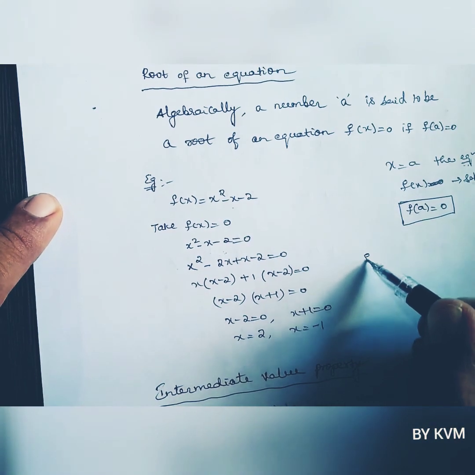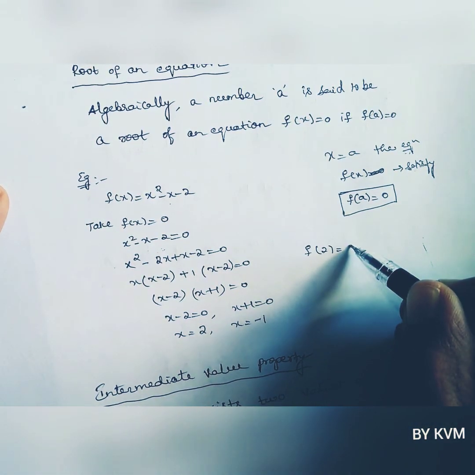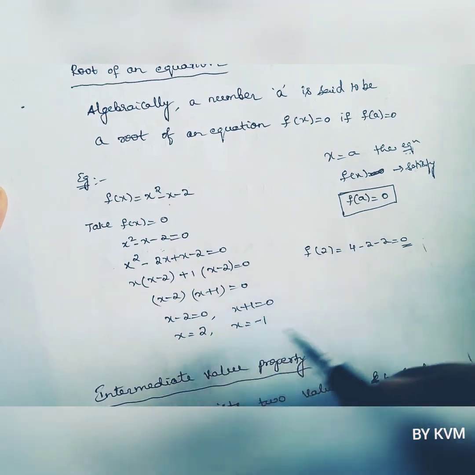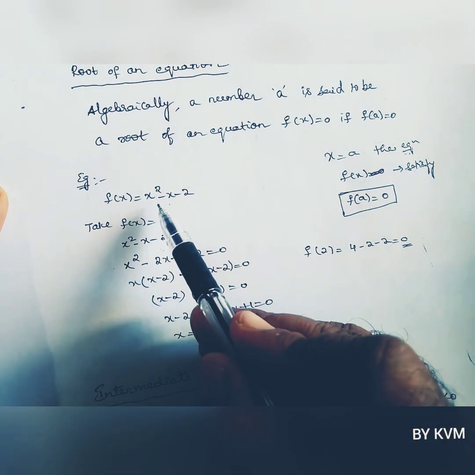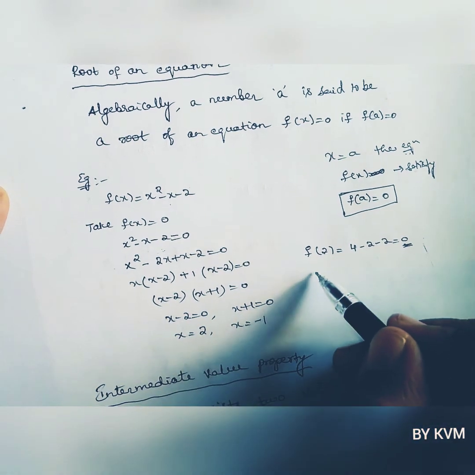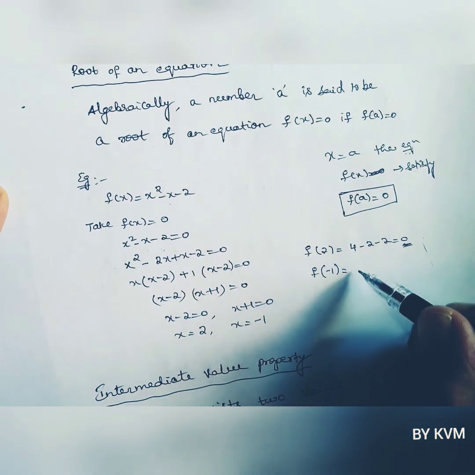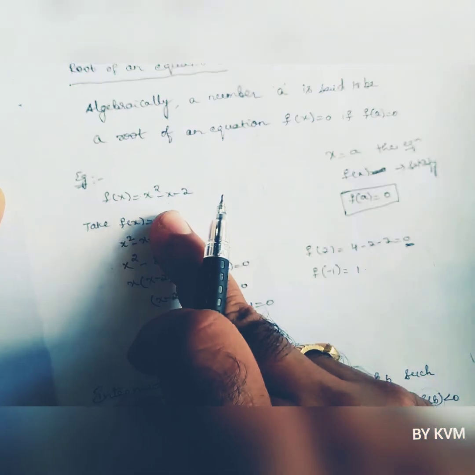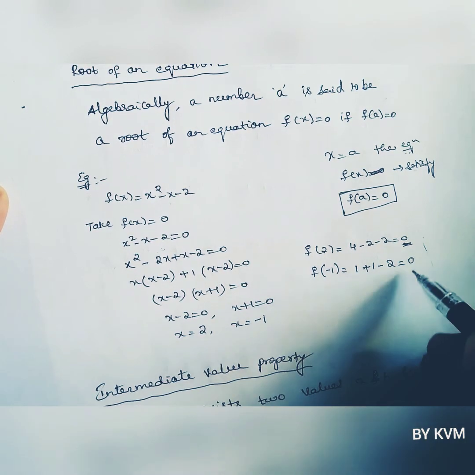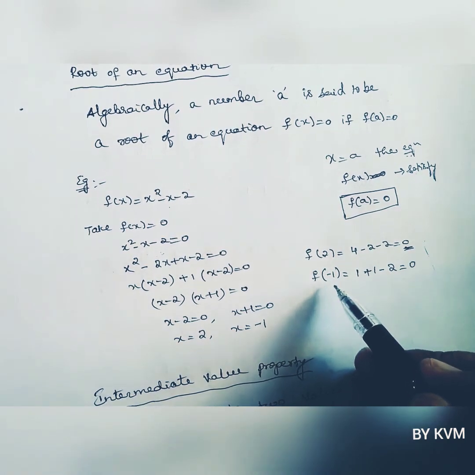So x equals 2 and x equals minus 1 are the roots of this function. Because when you put f of 2, you will get 2 square is 4 minus 2 minus 2. You will get 0. So this x equals 2 is satisfying this function. Means we are getting 0. So x equals 2 is the root. Similarly, if you put x equals minus 1, minus 1 whole square is 1, minus of minus 1 plus 1, minus 2. So again this is equal to 0. So x equals minus 1 is also a root of the function.